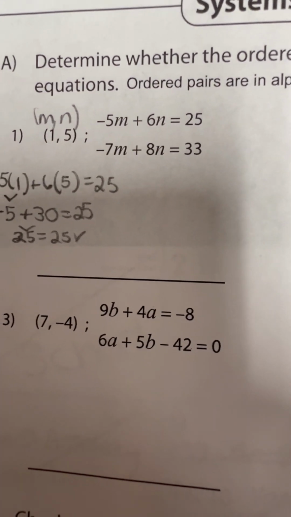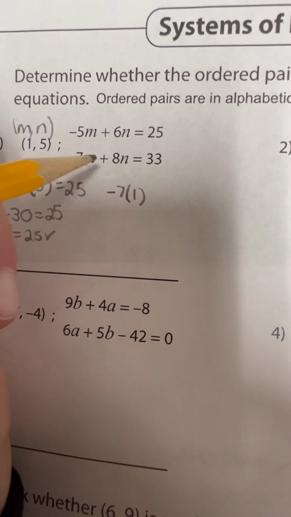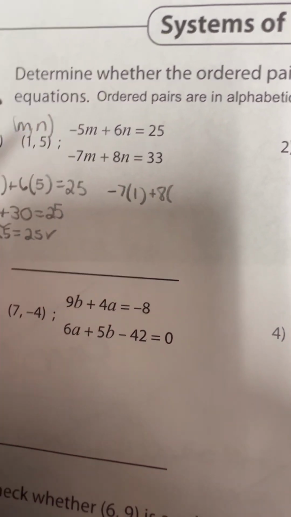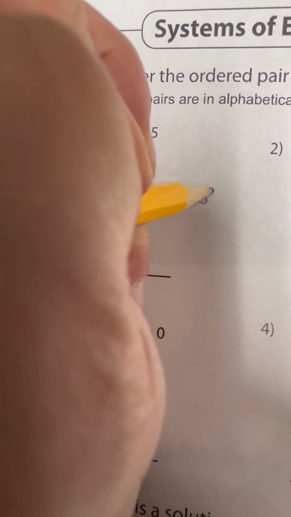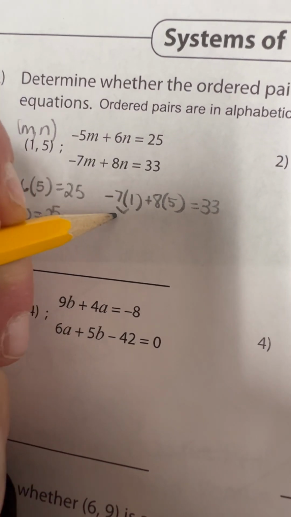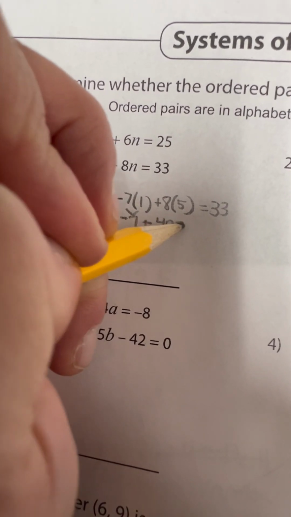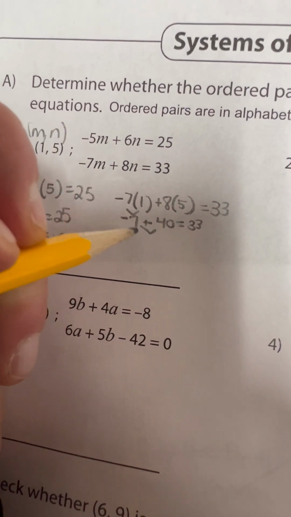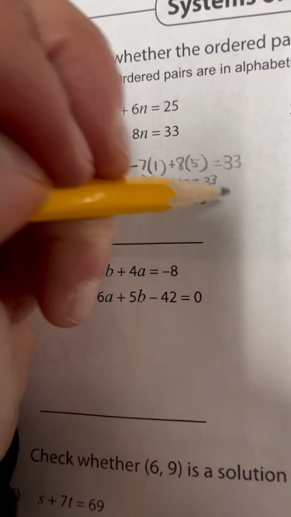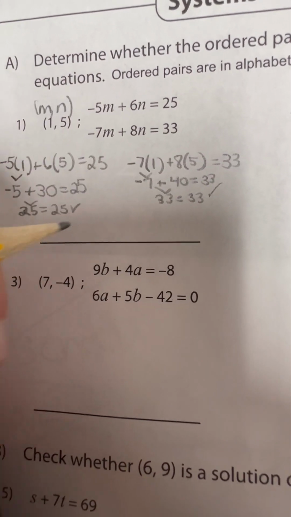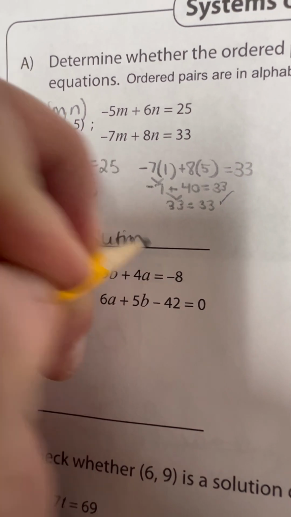Now we're going to go ahead and do the other one. So we're going to replace the M again with the 1 in the second equation, the 8 times the 5 in the second equation because that's what they say N is, and it's supposed to equal 35. -7 times +1 is -7. 8 times 5 is 40. And when I combine these two together, I get 33, which is what the other side says it is. So we're good to go. So yes, this is a solution. So this is a solution to both of these equations.